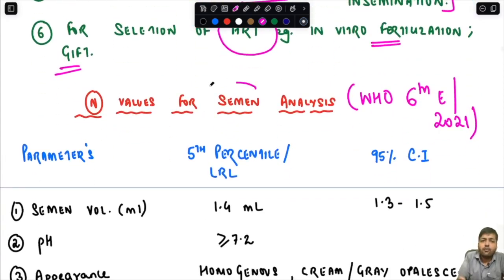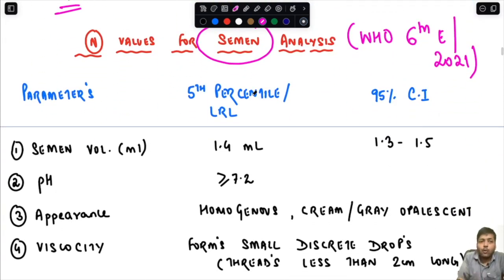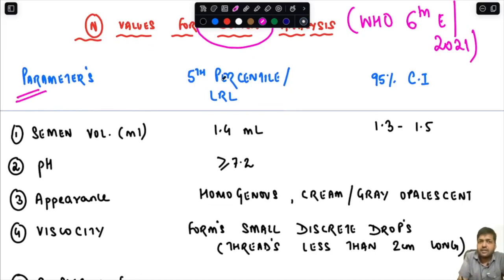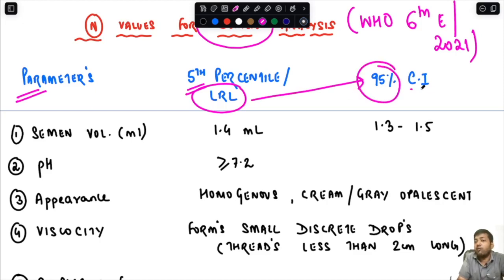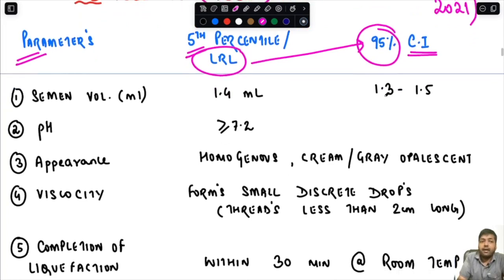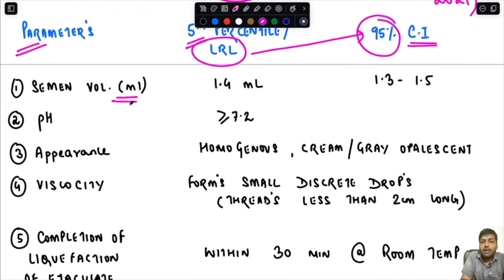So the normal values for semen analysis, let us see. Over here we have all the different parameters, and we have the 5th percentile. What is the meaning of 5th percentile? It means the lower reference limit, that if anything is less than this, then it is abnormal. So we have to know the lower reference limit, and this is the range of the lower reference limit, that is the 95% confidence interval. Let us see number 1, the semen volume, which is measured in ml. The lower reference limit is 1.4 ml and the 95% confidence interval is 1.3 to 1.5.